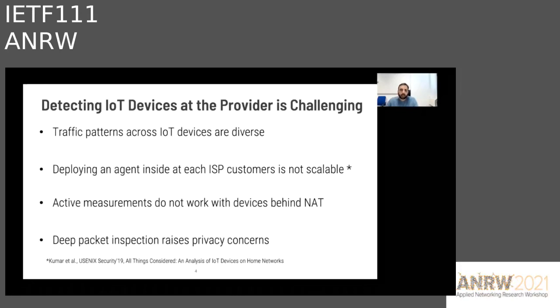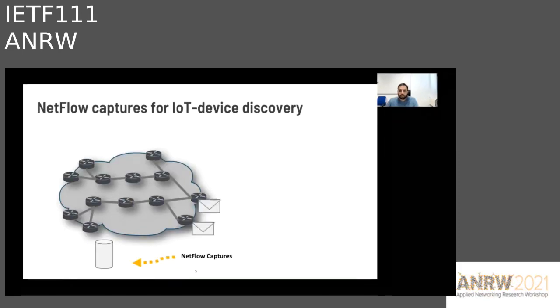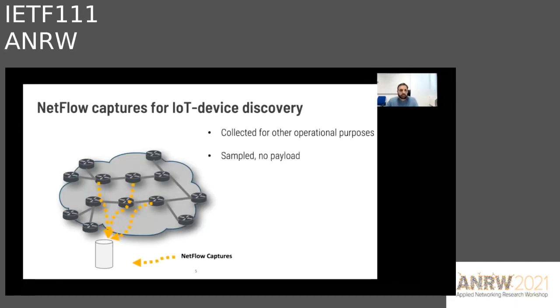One of the readily available data sources are flow capture utilities such as NetFlow and IPFIX. These data sources are already collected by service providers for their other operational purposes. These data sets are sampled, and they don't contain any payload, which means that they contain only headers of the packets, like source IP, destination IP, and so on.